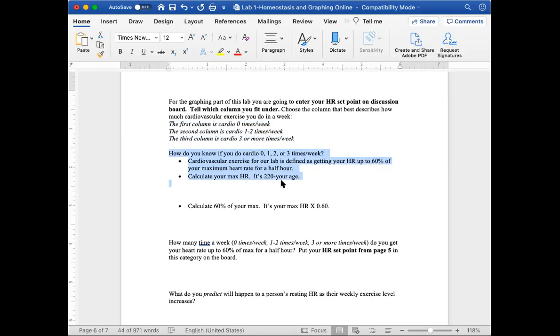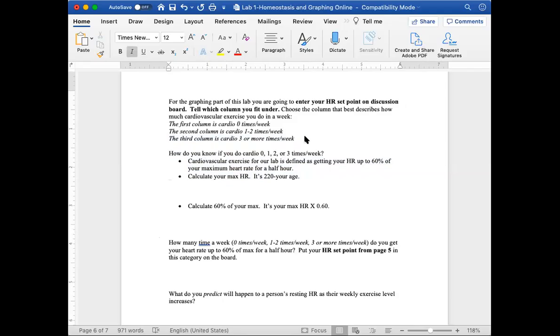Figure out your maximum heart rate, 220 minus your age, then calculate 60% of that. How many times a week do you get your heart rate up to that? For me, I get it up to that 3 times a week. So I would put in the discussion board, 74 beats per minute is my set point, and I get my heart rate up to that 3 times per week.